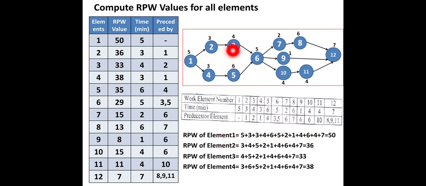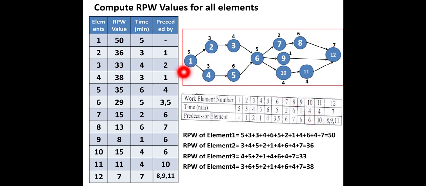Now for element number 3. This is 4 plus 5, 9, 10, 14, 16, 22, 26 plus 7, that is 33. Now I will go for element number 4. For element number 4, you need to consider 3 plus 6 plus 5 plus 2 plus 1 plus 4 plus 6 plus 4 plus 7. So you will get 38.